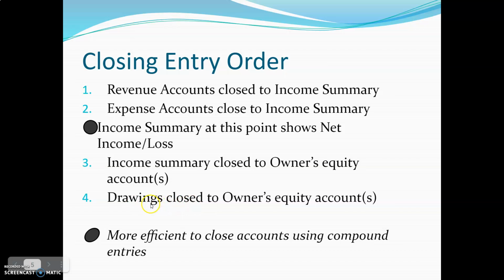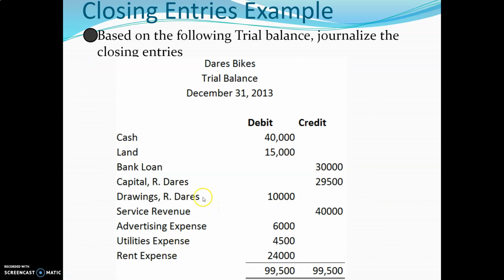This will decrease owner's equity. So this would be a debit for owner's equity and a credit to drawings. More efficient to close accounts using what we call compound entries. You can do them all at once, but we're going to be going in steps here.